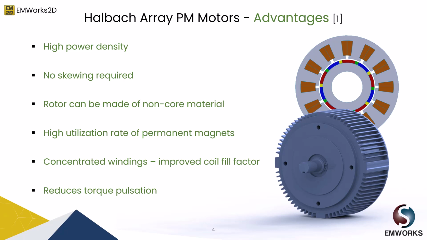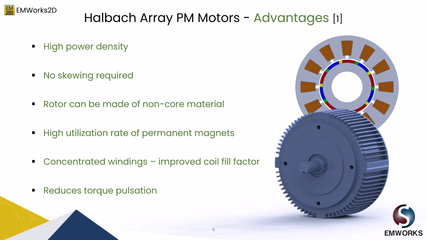Next advantage is no skewing required. In traditional permanent magnet motors, due to the unavoidable existence of harmonics in the air gap magnetic field, skewed slots are usually used in the stator rotor structure to weaken its influence. In Halbach motors, the stator and magnet rotor do not need skewed slots because of the high sinusoidal distribution of the air gap magnetic field and small harmonic content.